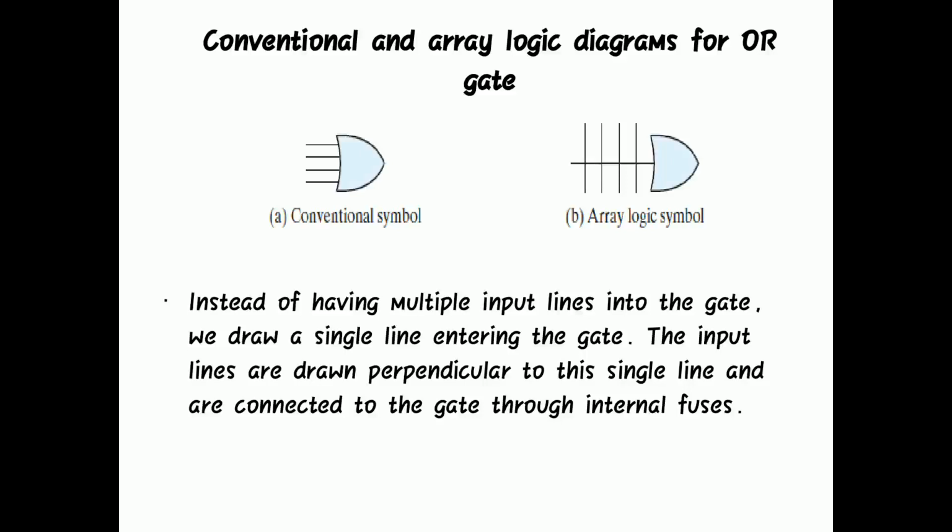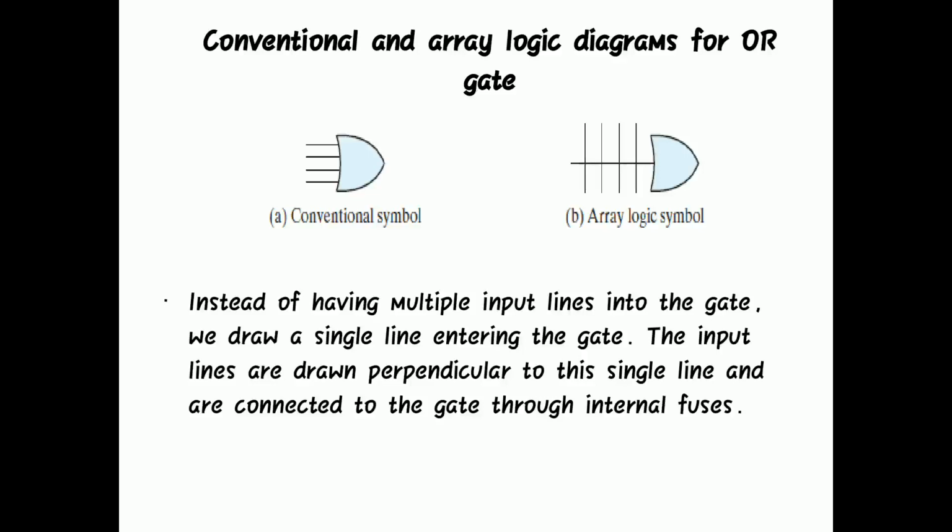Coming to the next, as you can see, the conventional symbol and the array logic symbol. This is a simple gate that we have studied. The conventional symbol has 4 inputs. This is a 4 input AND gate, as you notice. This conventional symbol is what we use regularly in logic, in our labs and all, which consists of 4 inputs.